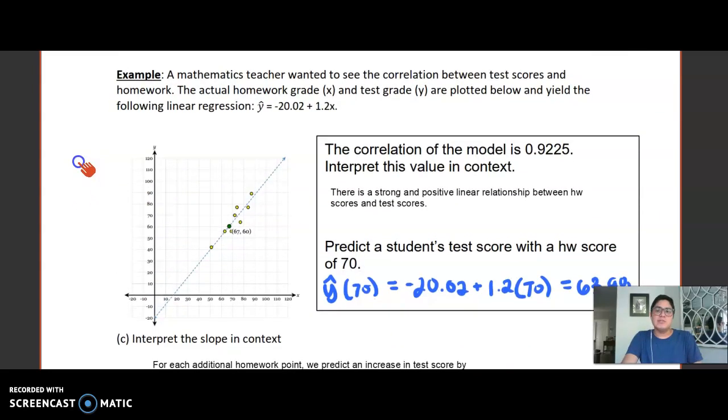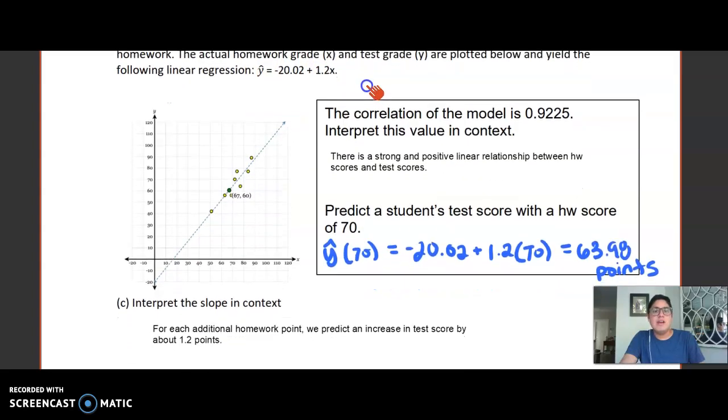So here, a mathematics teacher wanted to see the correlation between test scores and homework. The actual homework grade X and test grade Y are plotted below in the scatter plot and yield the following linear regression equation. Y hat equals negative 20.02 plus 1.2x. And so predicted test grade, and then here's our homework grade.